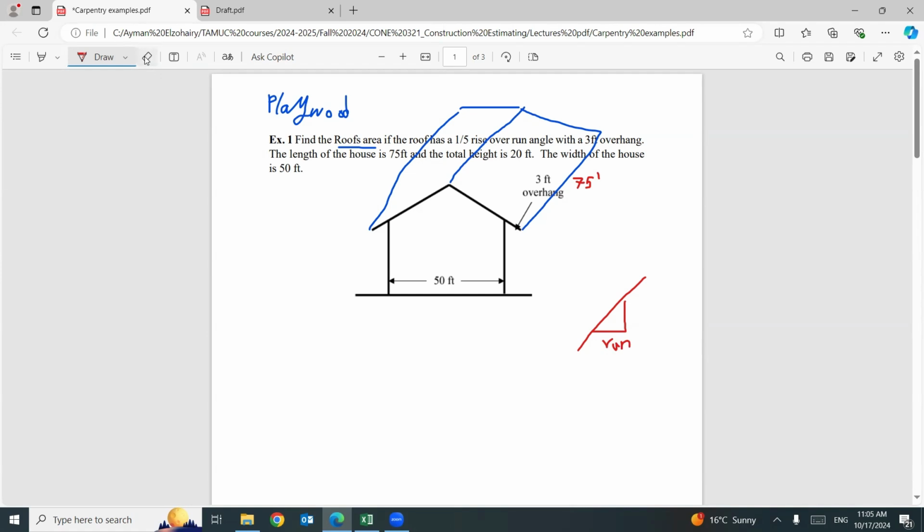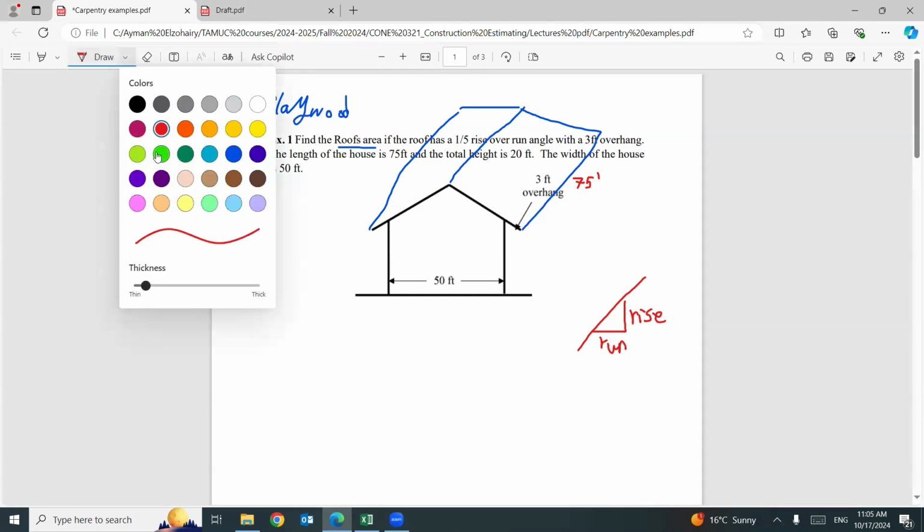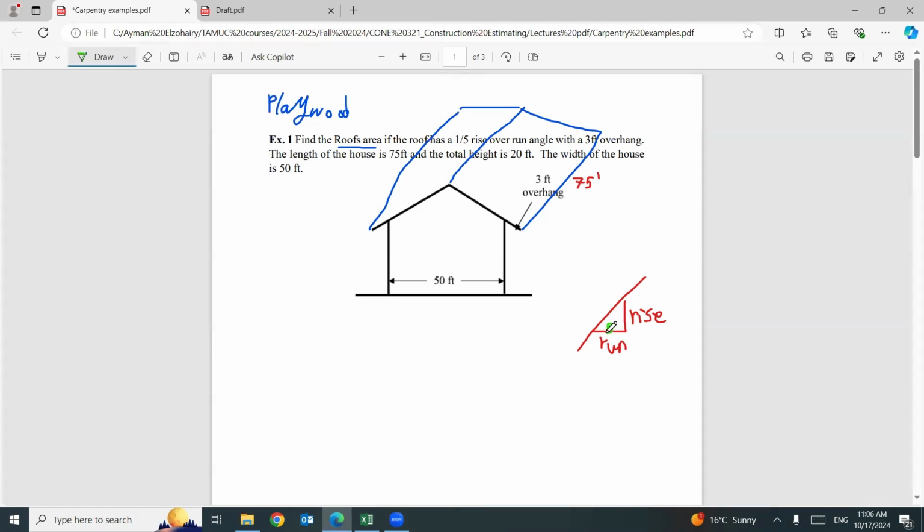Yes, this one is a run and this one is a rise. Does that make sense? So based on the given information, 1/5 rise over run, that means the run will be 5 and the rise will be 1. So if you move 5 feet, for example, you are going to go up 1 foot. If you are moving horizontally 5 inches, for example, you are going to move up 1 inch.